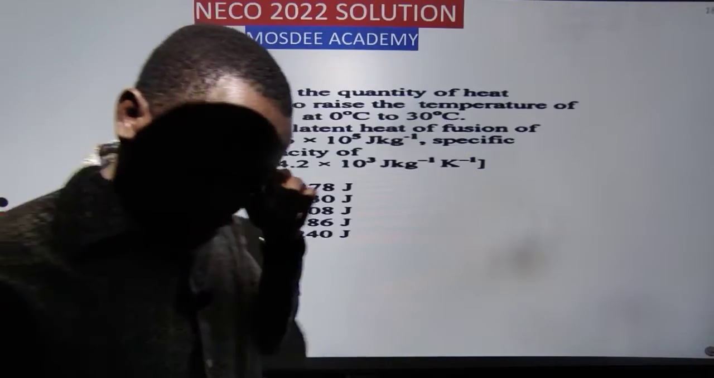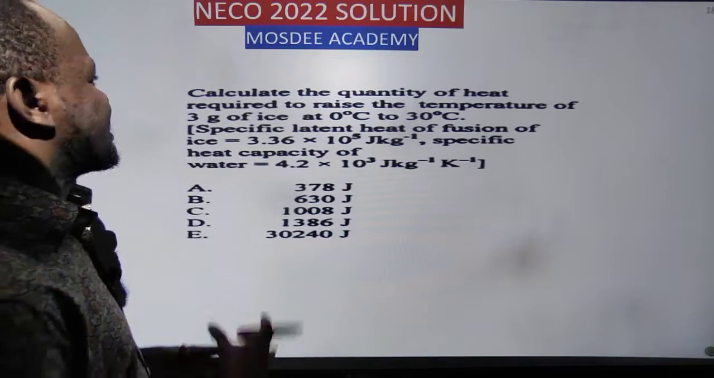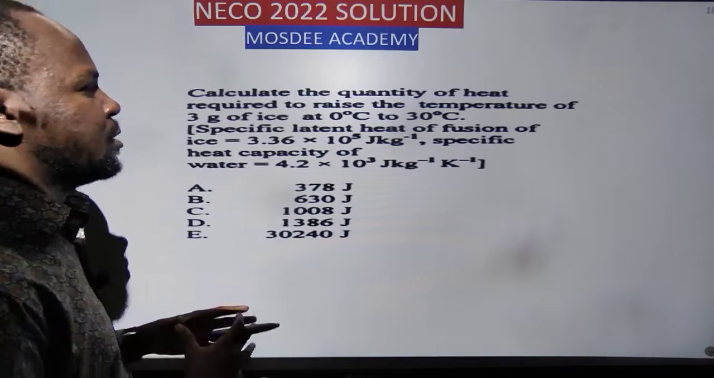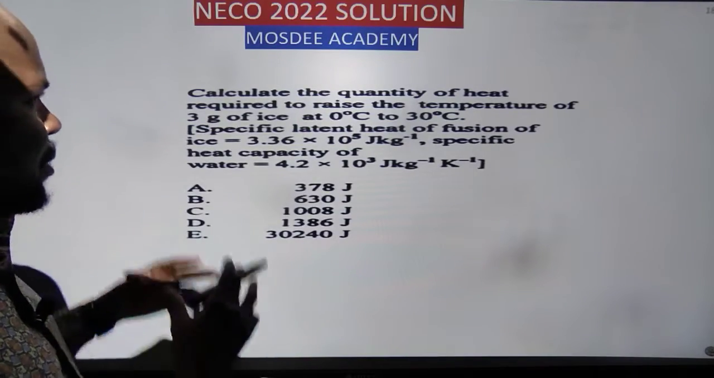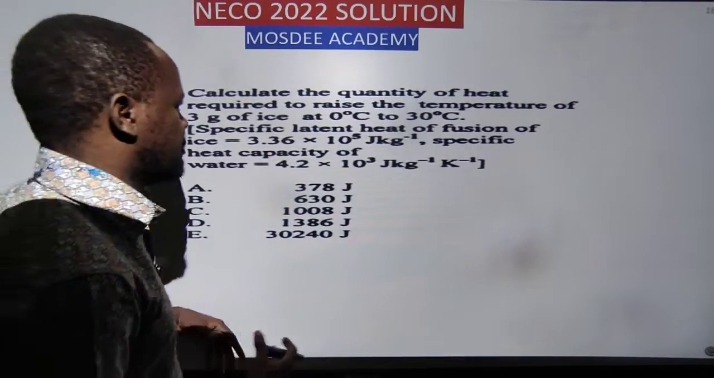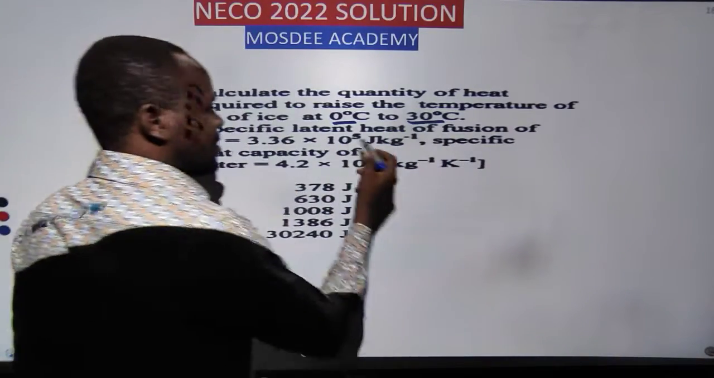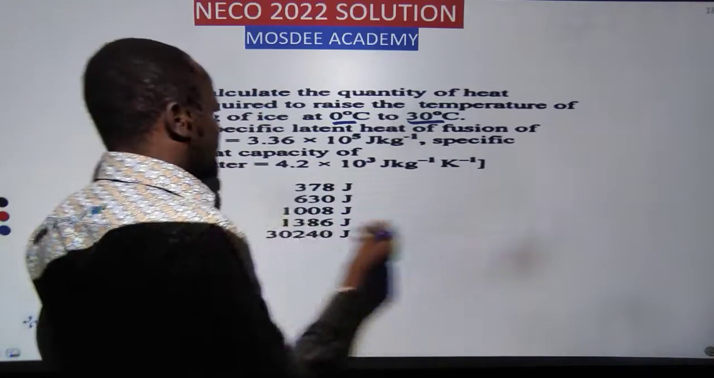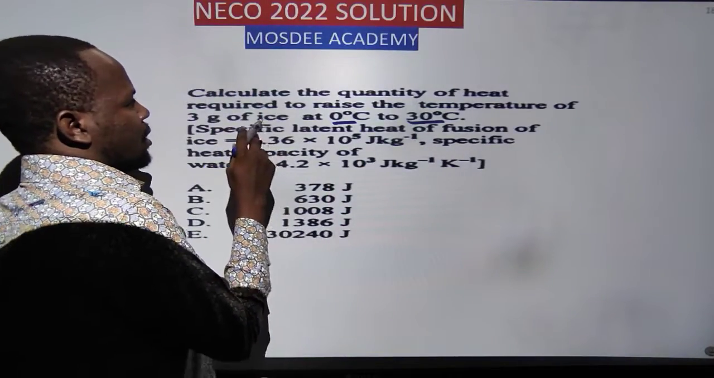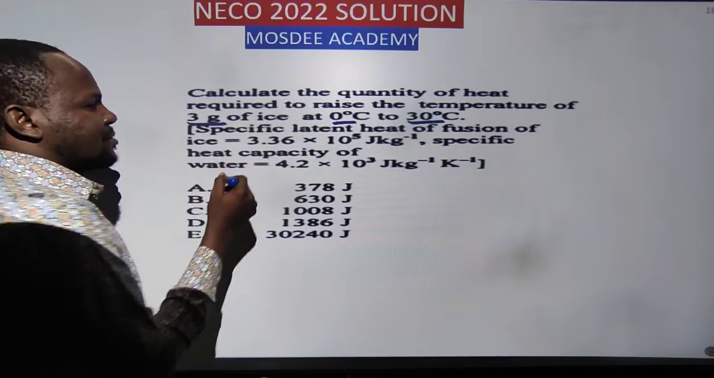The next question. Calculate the quantity of heat required to raise the temperature of 3 grams of ice from 0 degrees Celsius to 30. That is a change in state, and then a change in temperature, mc theta. So they raise the temperature of 3 grams of ice, the mass of ice.